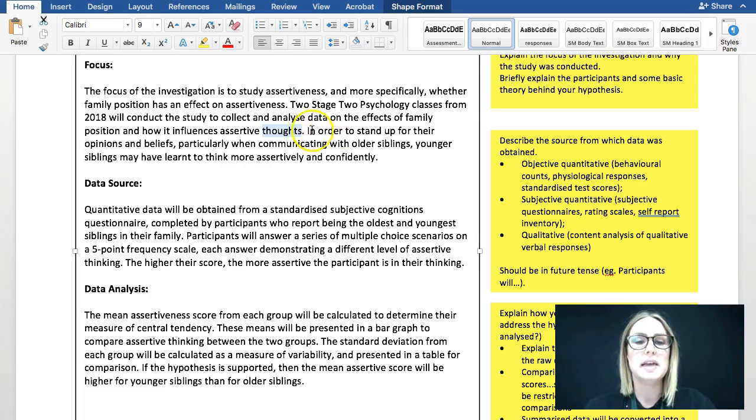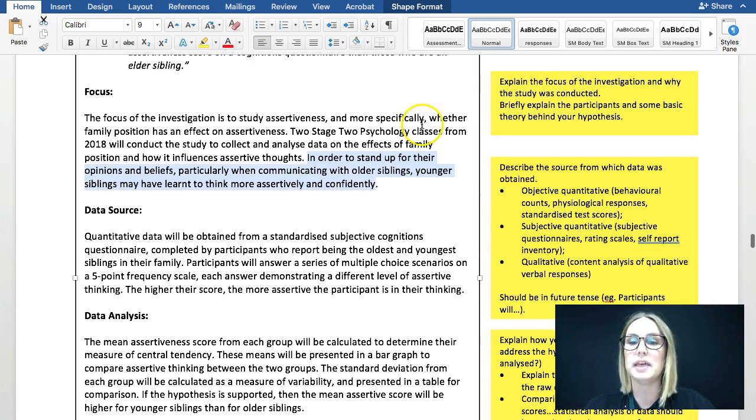So this section here is really just a justification for my hypothesis. So I've got here, in order to stand up for their opinions and beliefs, particularly when communicating with older siblings, younger siblings may have learnt to think more assertively and confidently. So I've explained the focus of the investigation and why the study was conducted. I've then briefly explained who the participants are, very briefly, and some basic theory behind the hypothesis.